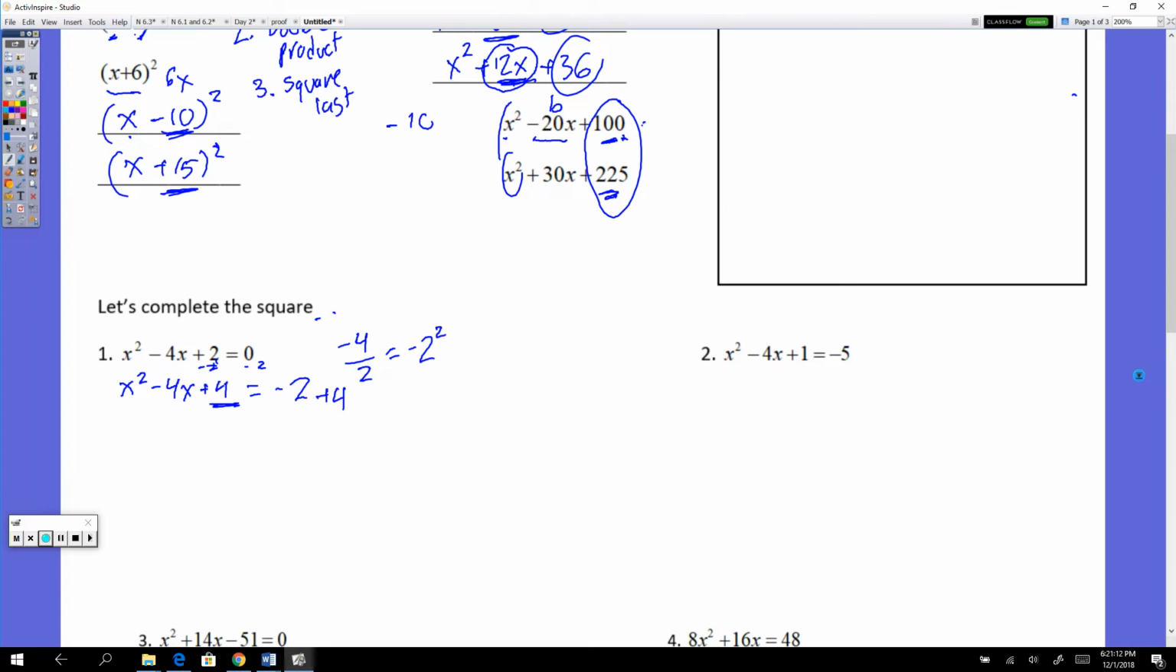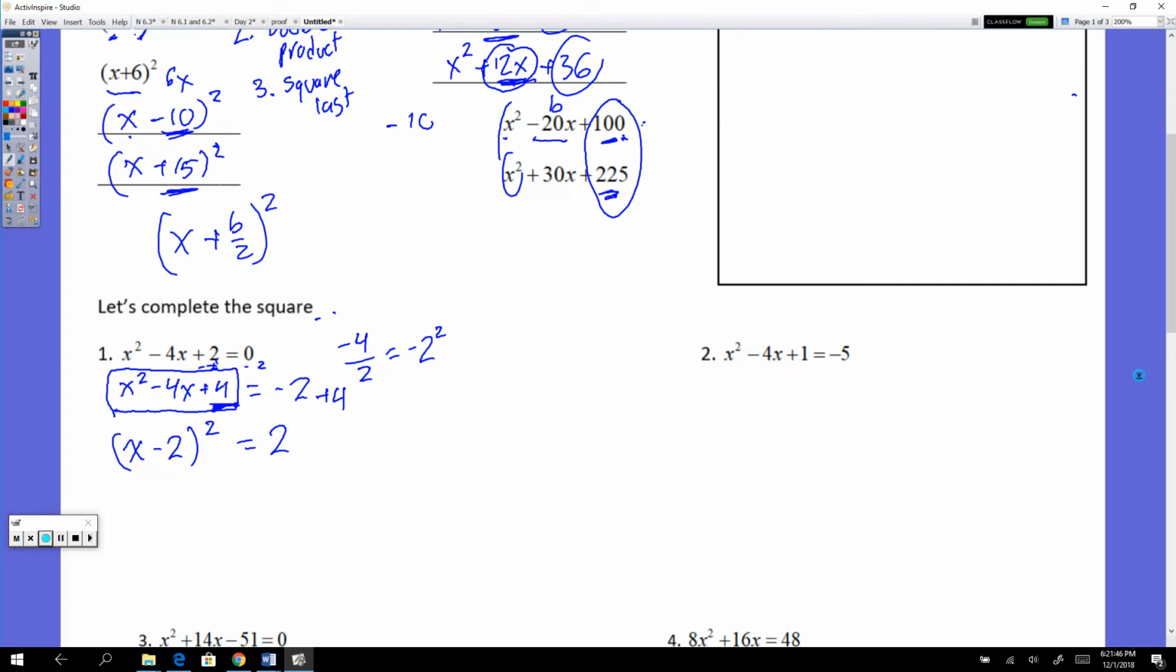So I have to balance out my equation here. If I add 4 to the left side, I have to add 4 to the right side. So I'm still balancing things out. Now what I've done is I've created a perfect square trinomial here. So I'm going to turn that into the square of a binomial. And if you remember, that square of the binomial is going to be in the format x plus b divided by 2 squared. So now -2 plus 4 over on the right side gives me +2.